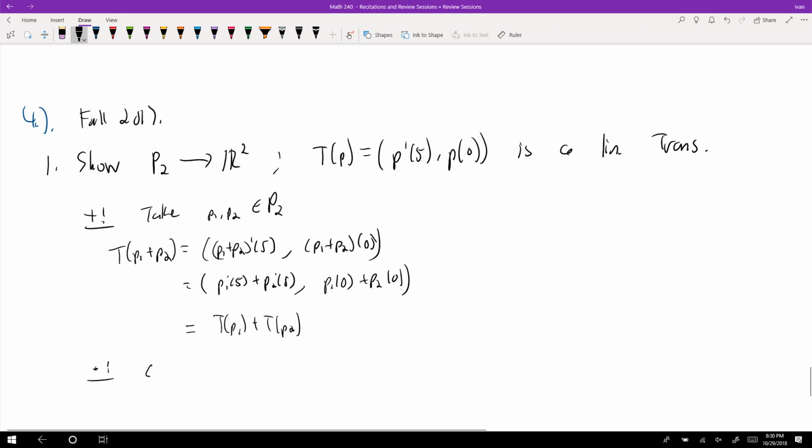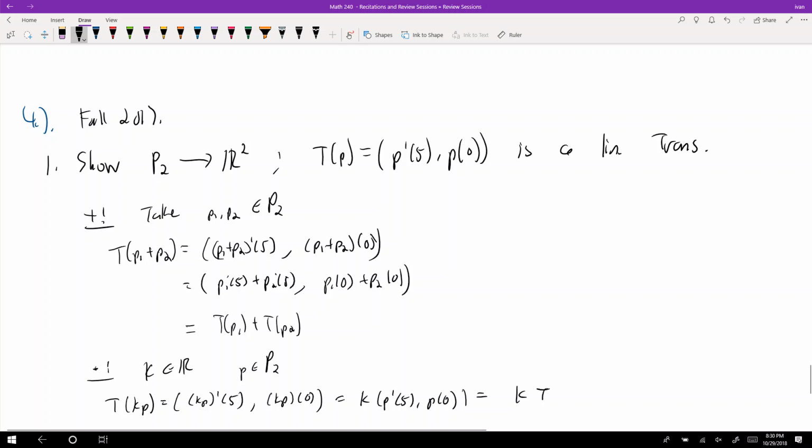All right, second thing, scalar multiplication. So we take a constant, let's call it k, in R, and then little p in P2. So now we need to say T of kp. What is that? That's kp prime at 5, comma, kp at 0. But you can just take that k out. So this is equal to k T of p. We good here? If you're confused by this, I think in my recitation 6 recording, we do like 3 of these.